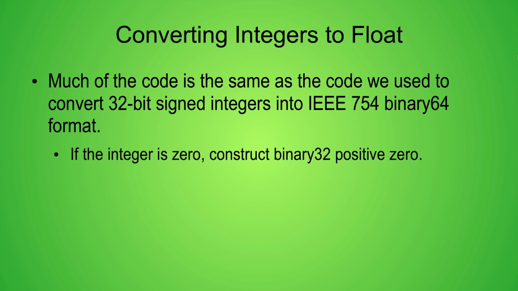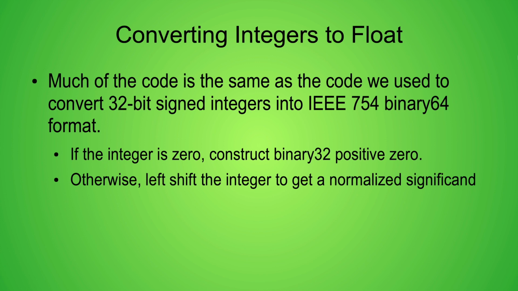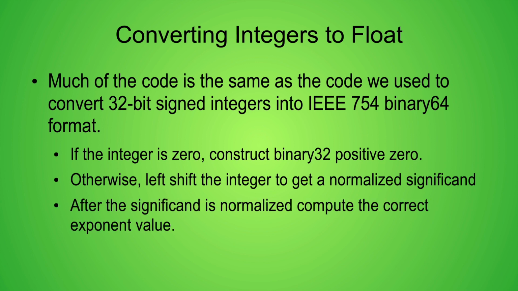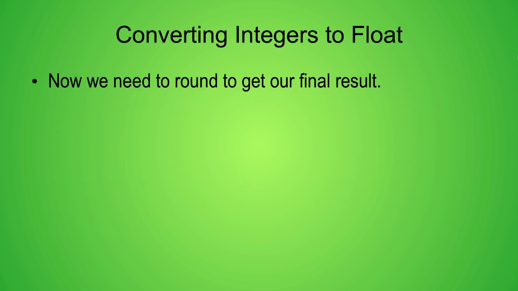We test to see if the input integer is 0. If so, we return the binary 32 positive 0 value. Otherwise, we shift the input integer left to get a normalized significand. Then we use the number of bits we shifted the significand to compute the exponent value. Here's where we depart from the previous video.